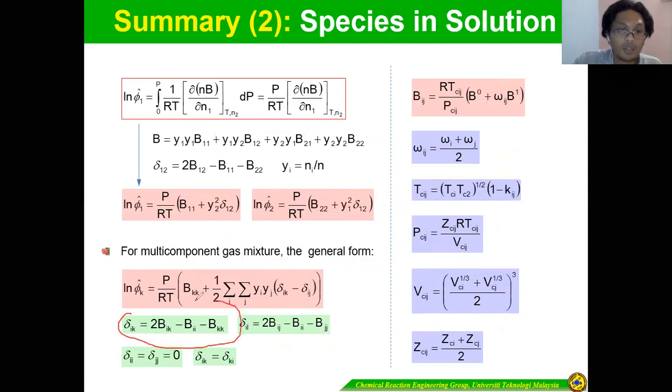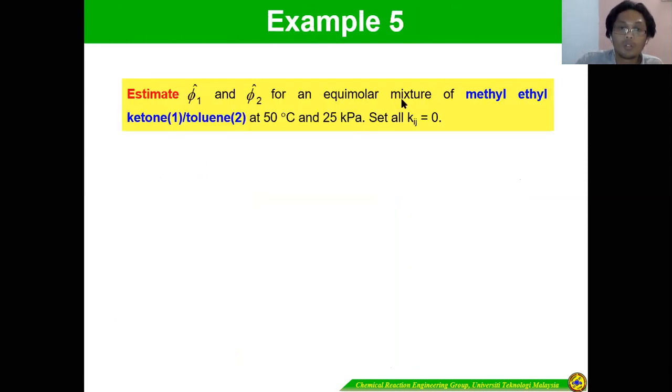This one: delta_ik, or delta_1,2. Since it's a two-component system, delta_1,2 equals 2B_12 minus B_11 minus B_22. So we have to calculate that one. How do we calculate it? Delta_1,2 equals 2B_12, which we determine from the previous tables, minus B_11 minus B_22. This one we determined already.